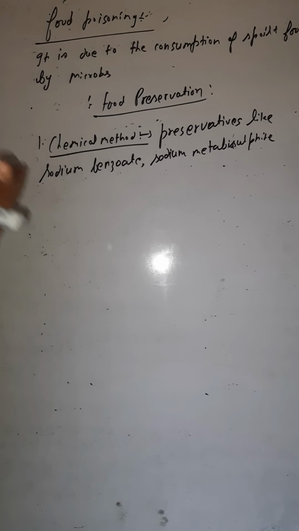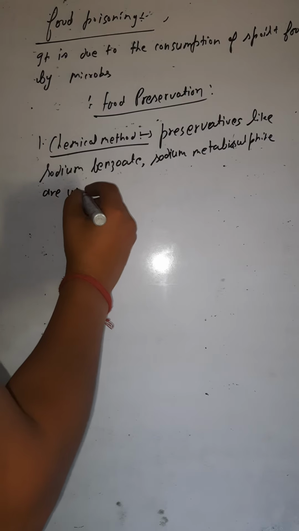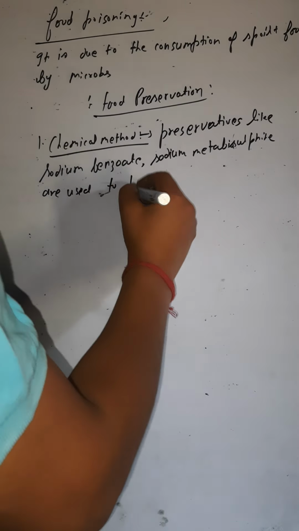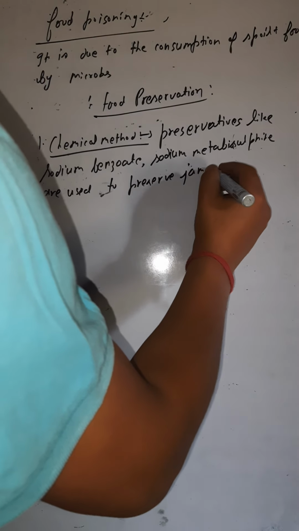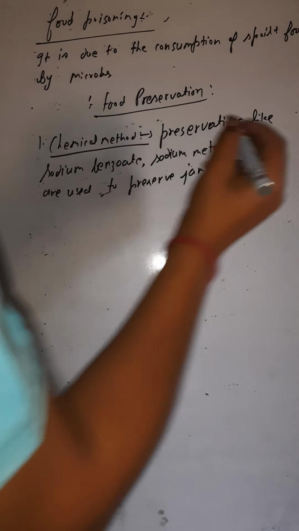Preservatives like these are used to preserve jams, and we are using them to preserve squashes. So these things are used to preserve these jams and squashes. Okay, so this is the chemical method.